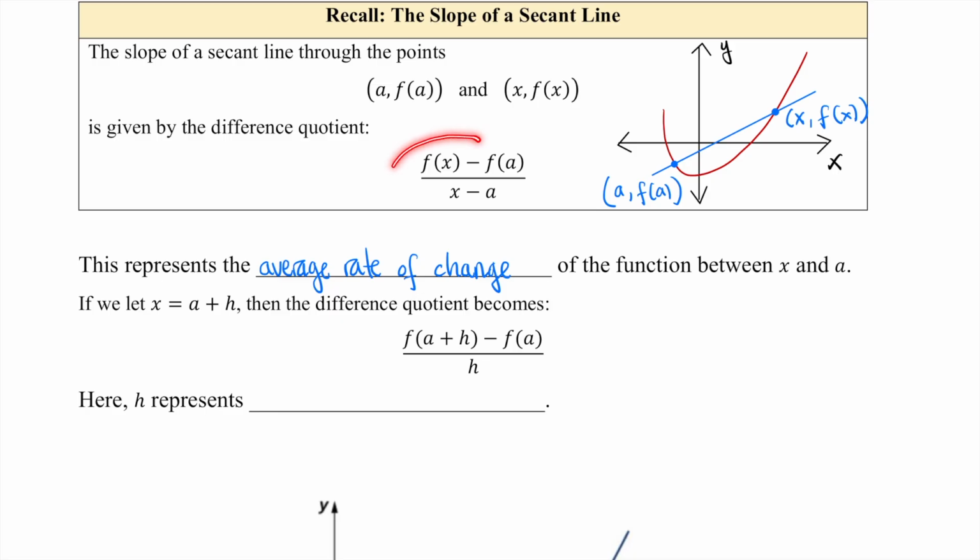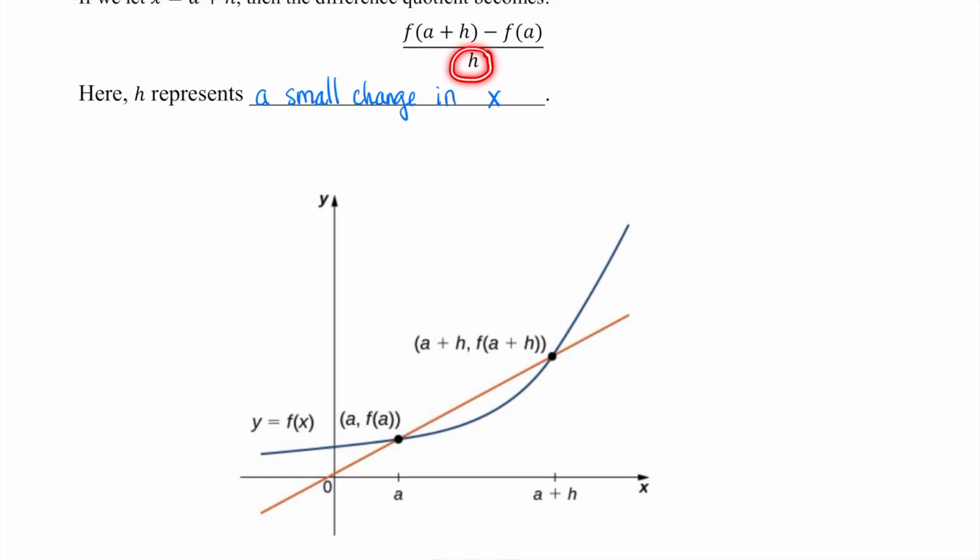Sometimes it's easier to write this expression in another way. Instead of writing x, we'll let x equal a plus h. Now, the difference quotient becomes f of a plus h minus f of a all over h. Here, h represents a small change in x. You can think of h as the horizontal distance between two x values.